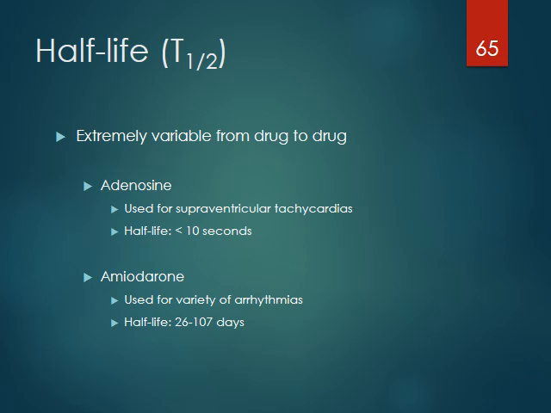So again, half-life can be very variable from drug to drug. So looking at something like adenosine, which is an antiarrhythmic used for supraventricular tachycardias, has a half-life of less than 10 seconds. On the flip side, you can have drugs like amiodarone, which is another antiarrhythmic, that has a half-life of anywhere between 26 to 107 days. So again, anywhere in between these two extremes can be your half-life for different medications.